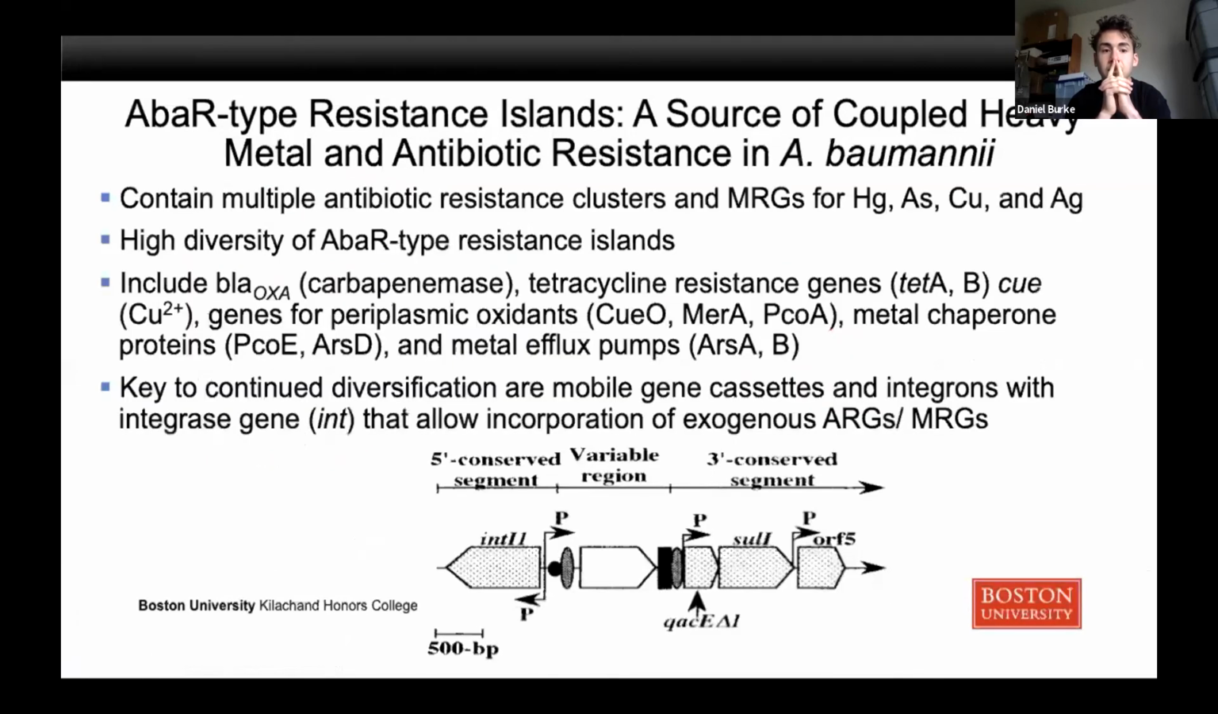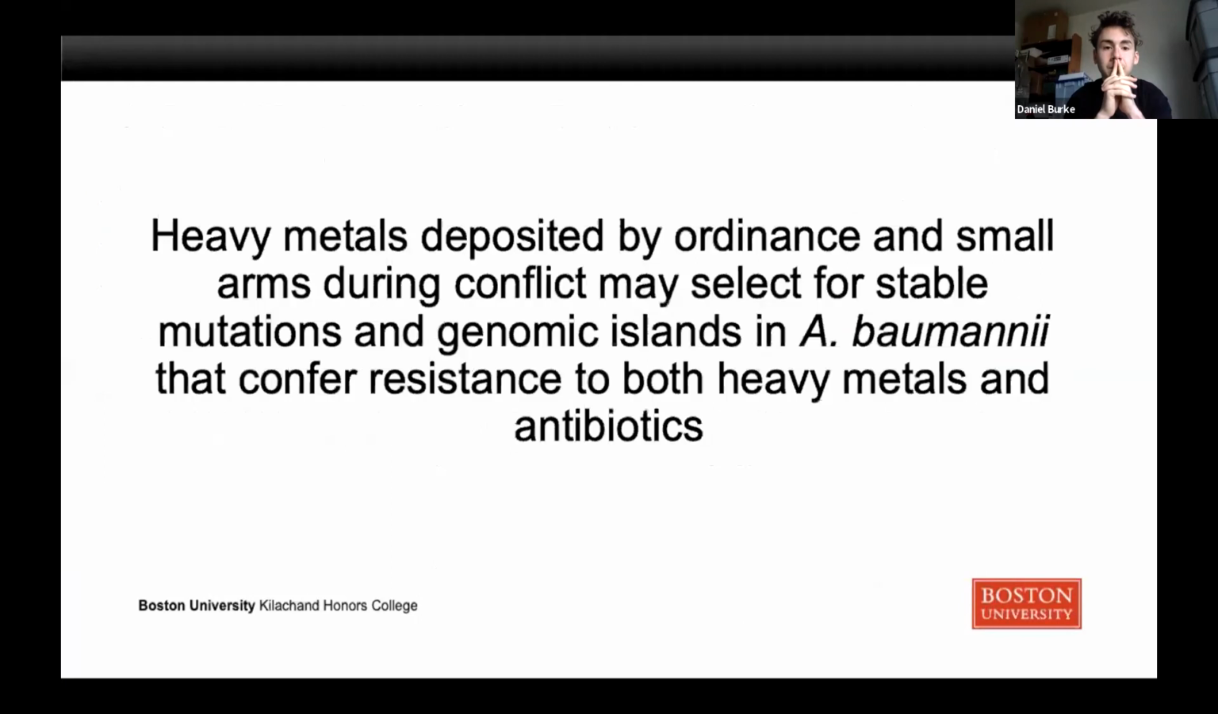And so there is, of course, a high diversity of AbaR-type resistance islands that have been characterized in the literature. And the key to this continued diversification are mobile gene cassettes and integrase genes that allow the incorporation of exogenous antibiotic resistance or metal resistance genes. So these resistance islands are very plastic. They continue to evolve as they incorporate different genes from both baumannii as well as other bacterial species that can be present in wounds.